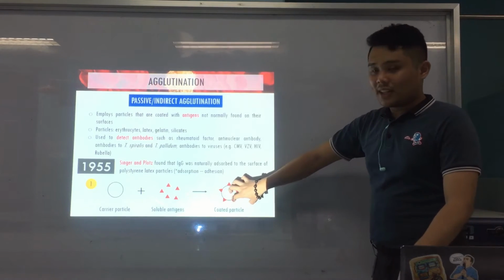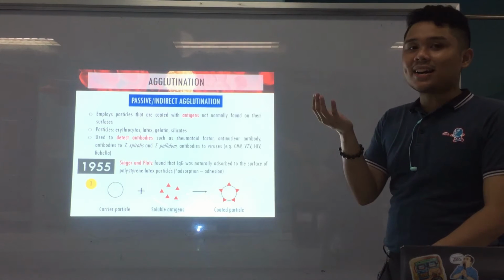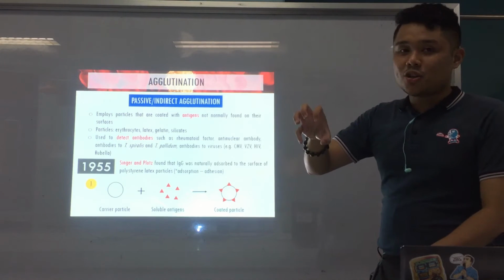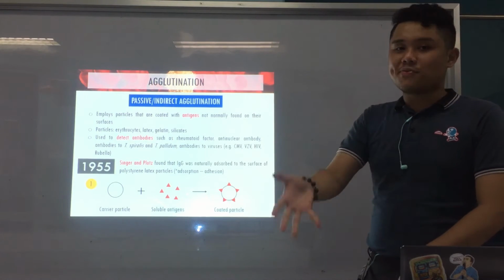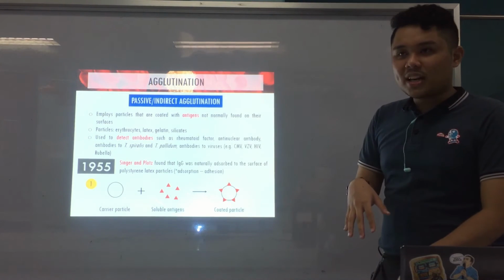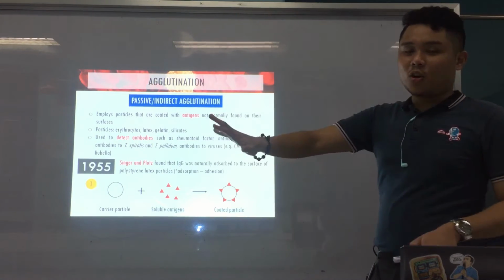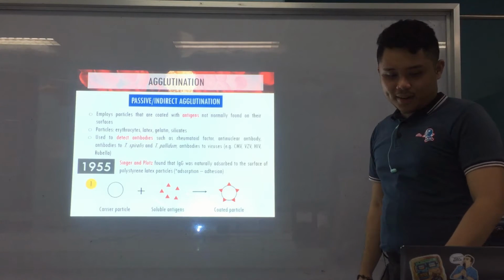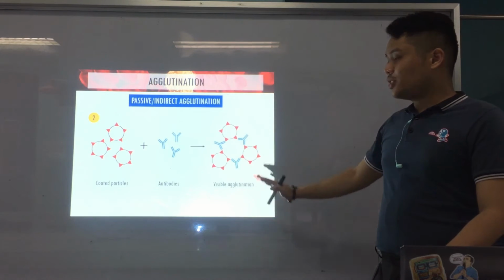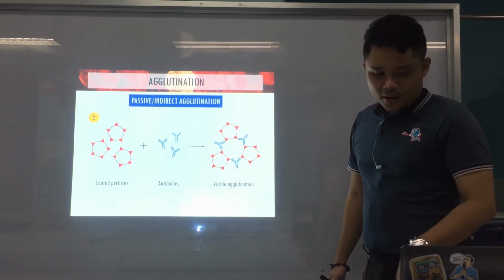So this is what is found in your reagents for these tests. In a nutshell, the concept of passive or indirect agglutination is that the antigens are not normally found on the particle. They were artificially put there, coated by the manufacturer or the lab. So that's the difference between direct and indirect or passive agglutination. Here's an example picture: coated particles plus the antibodies result in agglutination, still following the principle of agglutination, lattice formation, and all that.